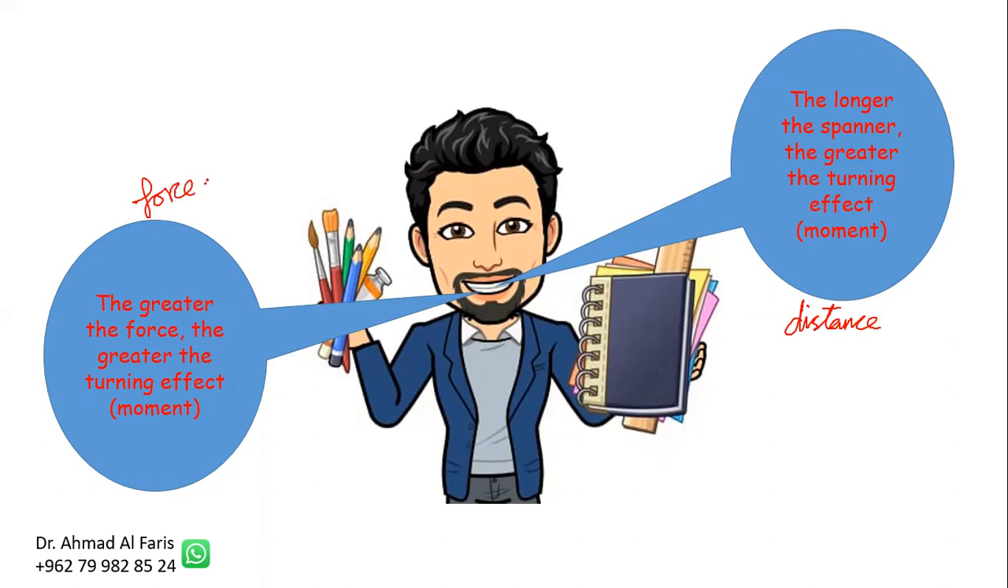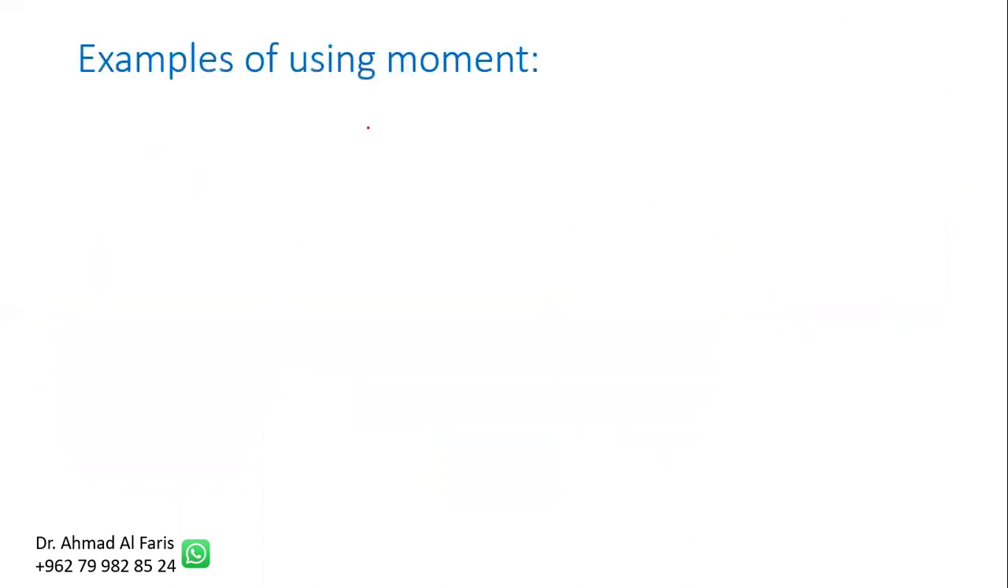Now let's see how IGCSE exam questions focus on this. Now, examples for turning effect. Give me examples for turning effect. I gave you the first example, which is the spanner. You can tell me other examples now. Send me on chat. Another spanner. Another example: door handle. Bravo. Another example: seesaw. Bravo. Seesaw, the playground one. What else? Other examples.